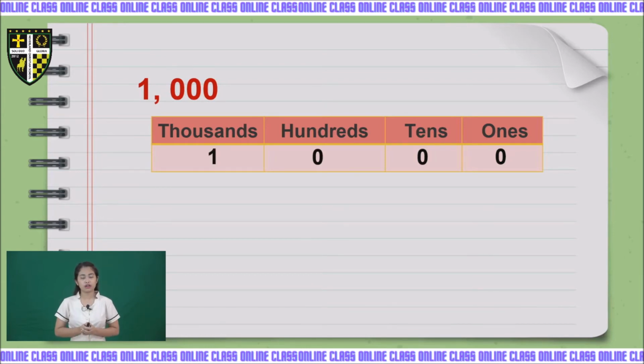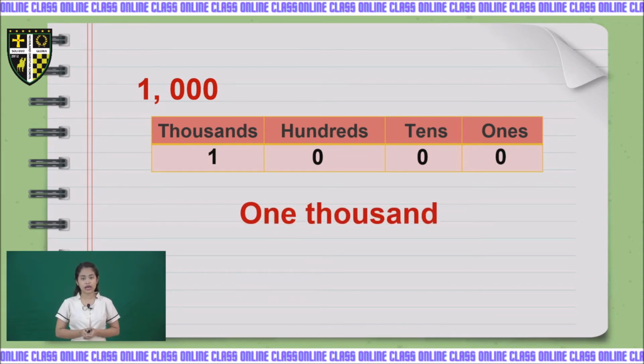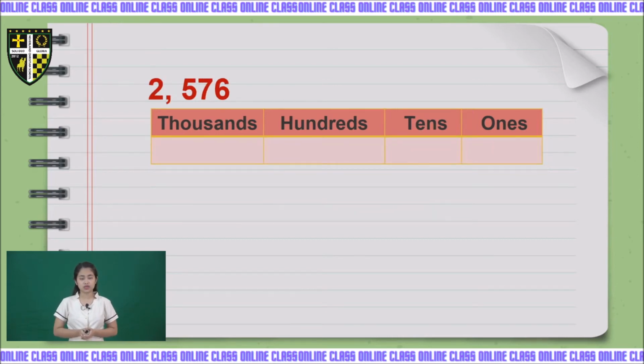So remember class that when we are talking about 100, there are 2 zeros, and when we are talking about 1000, we have 3 zeros. So we can just simply write it as 1000. Again, 1000.